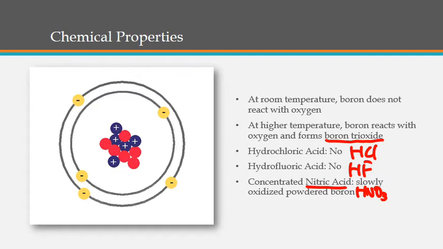Concentrated nitric acid is able to slowly oxidize powdered boron. And now we see the word oxidize. What does that mean? Oxidize is the verb for oxidation. Oxidation is a process in chemistry where a molecule or an atom loses electrons. So what this is saying here is when you put powdered boron into concentrated nitric acid, boron loses electrons. And that's how they react.